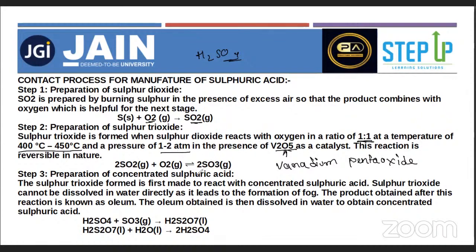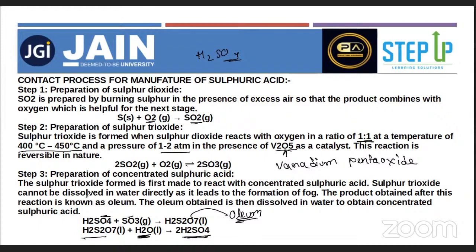Preparation of concentrated sulfuric acid. Now H2SO4 plus SO3. I'm reacting SO3 to form what? This is oleum. After this, this oleum is again diluted. Hydrolysis of that gives you H2SO4. So what is the first made to react with concentrated sulfuric acid?